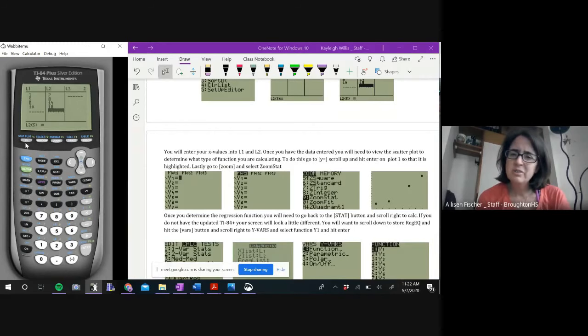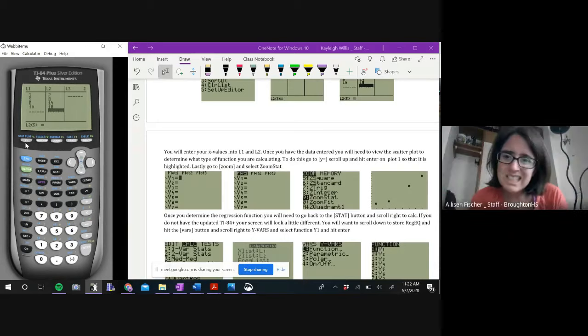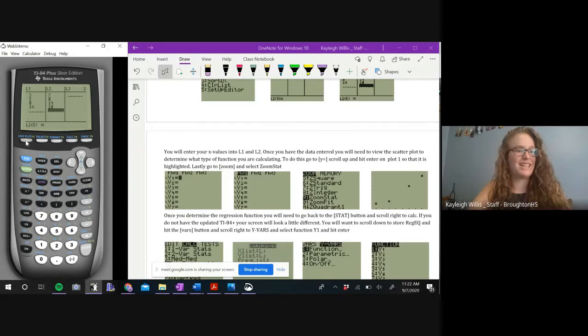Miss Willis, can you do this on Desmos? You can do this on Desmos. You just have to insert a table and all that fun stuff. I think it's a lot harder. It is. The stat feature is not fun.